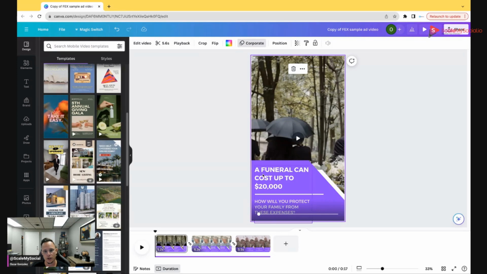Number one, the hook. So the hook is here. A funeral can cost up to $20,000. How will you protect your family from these expenses? That's a powerful message when you deliver this message to somebody who's over the age of 50, over the age of 55, and has a family to protect, and they yet have not. This message is going to hit home. They're going to read this and go, wow, is that really how much a funeral can cost? How will my family pay for these things if I die tomorrow? It's another great hook that you can use. Go ahead and steal that and use it. Okay. So here's our hook.